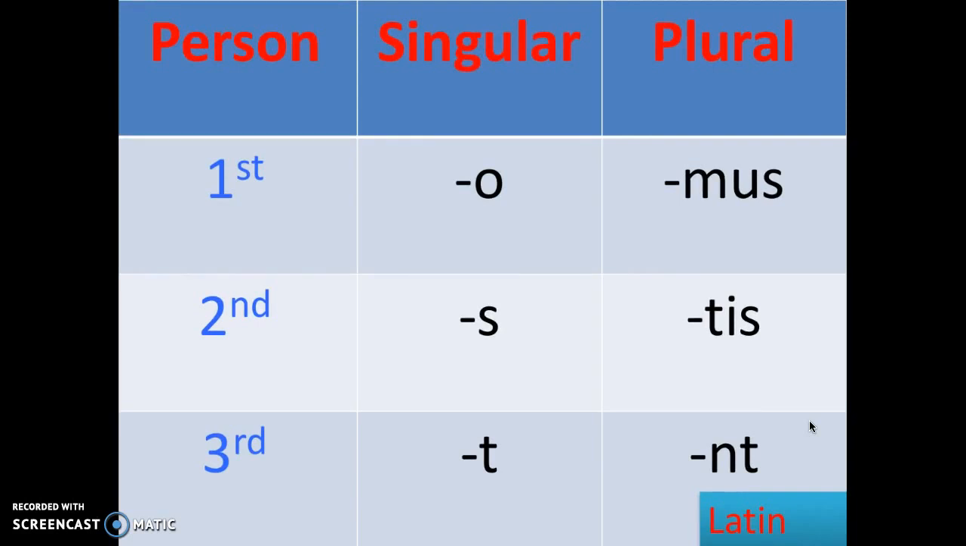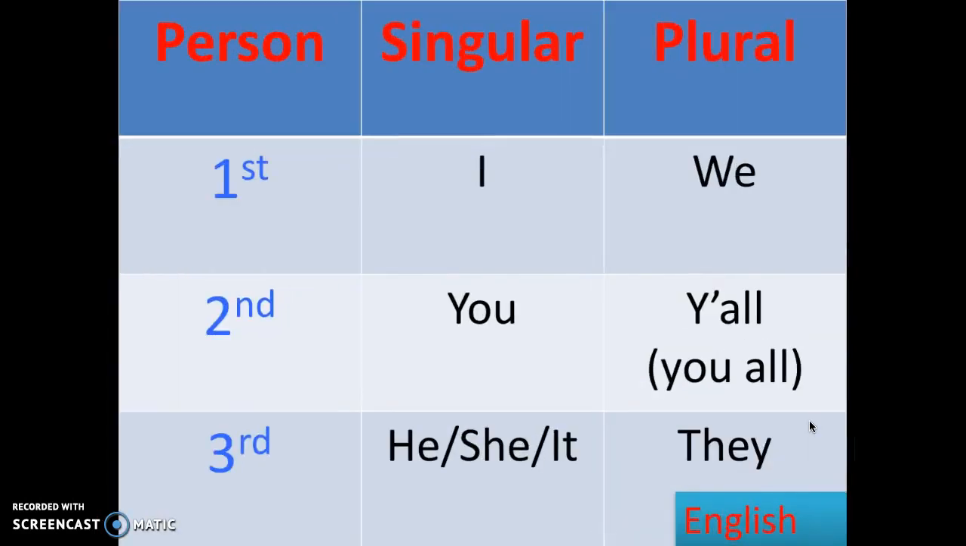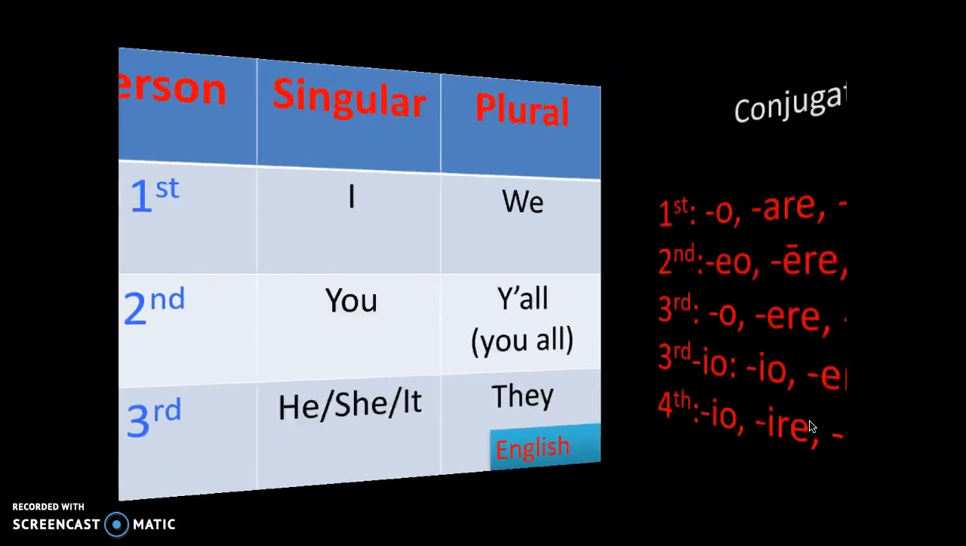The endings go as O, S, T, MUS, TIS, and NT, and make sure to know where each ending corresponds, such as O corresponds with first singular, S corresponds with second singular, T corresponds with third singular, MUS corresponds with first plural, TIS corresponds with second plural, and NT corresponds with third plural. Now for the English translations, they go as I, you, he/she/it, we, y'all or you all, and then they.